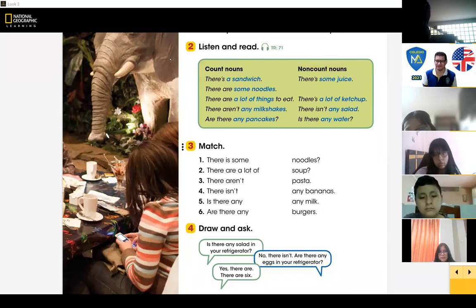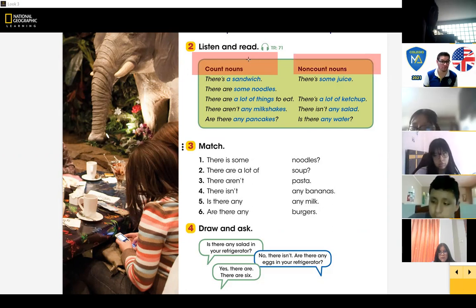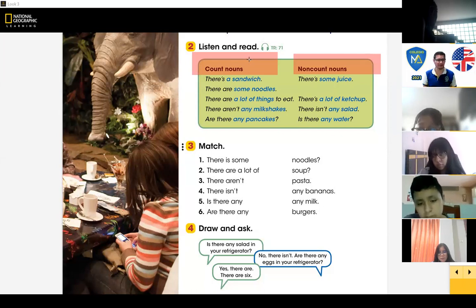Okay. Dice, ¿cuáles son los count nouns, chicos? Son los objetos contables. Son todas aquellas cosas en inglés que se pueden contar. ¿Ya? ¿Y cuáles son los non-counts? Son los incontables, aquellos que no se pueden contar. Nosotros, por lo general en español, estamos acostumbrados a contar absolutamente todo. Pero en inglés no, hay algunas excepciones. Hay algunos objetos que se consideran incontables.